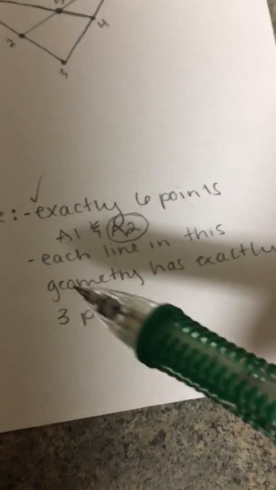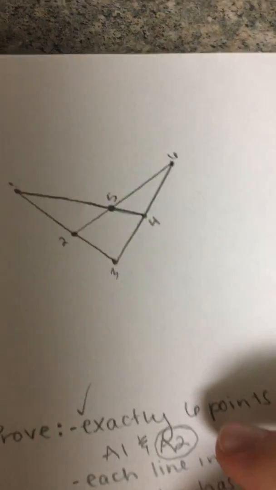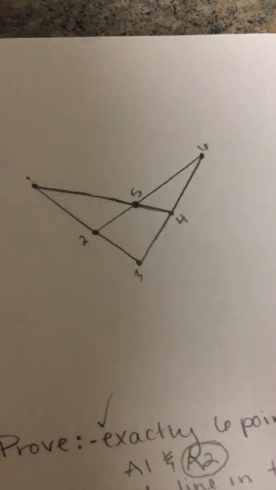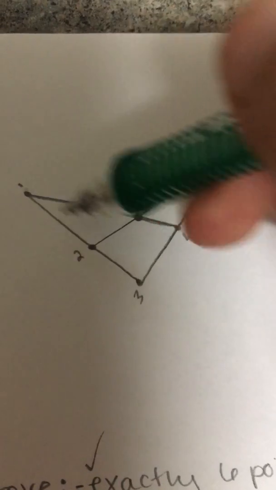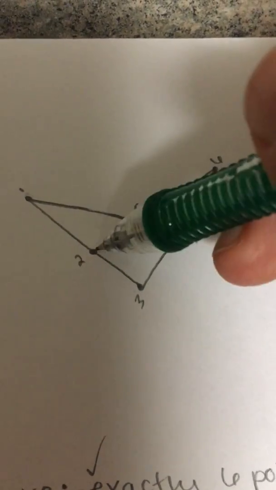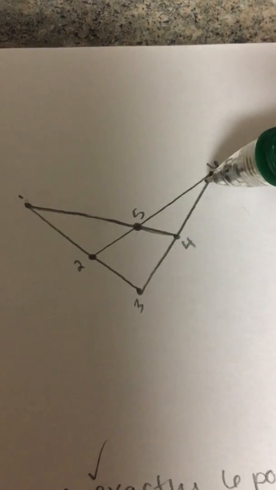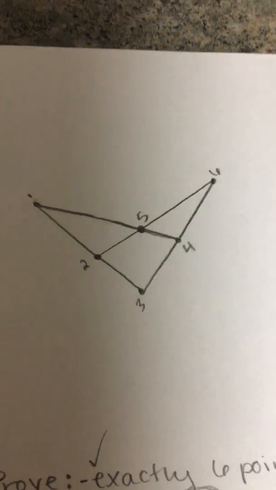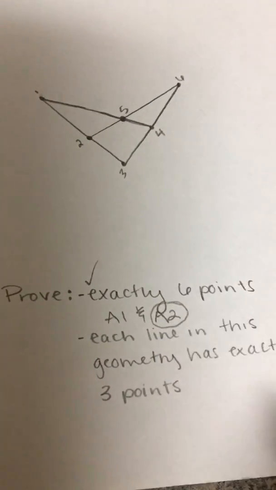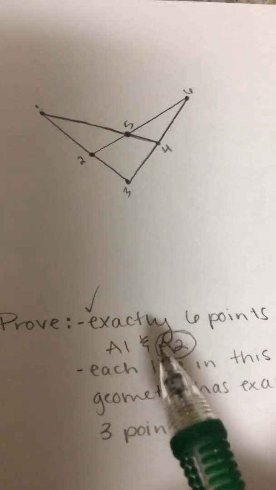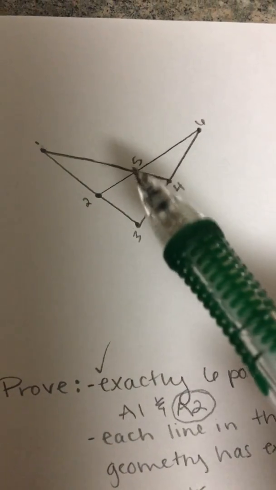Okay. And then it says each line in this geometry has exactly 3 points. So if we look at this from up above, each line has 1, 2, 3, 1, 2, 3, 1, 2, 3, and 1, 2, 3. So there we go. We have 3 points. And once again, we have already double checked that all of our axioms turn out.